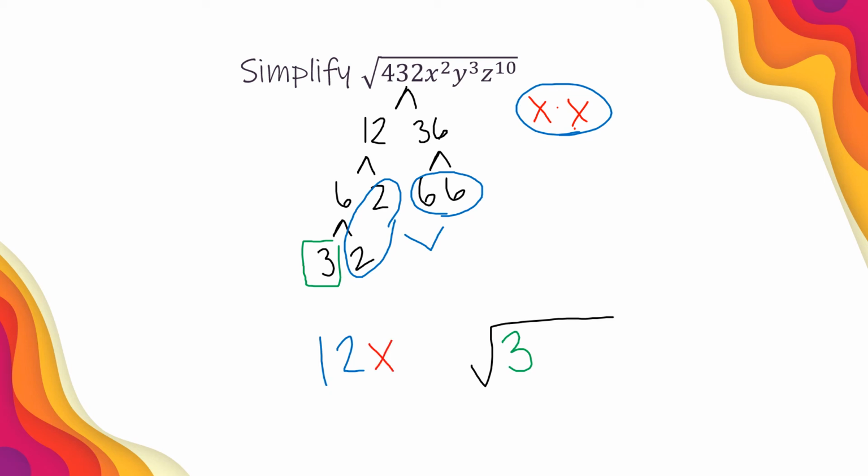Okay, easy enough. So now for y, I have y times y times y because it's y cubed. So if I find my couples, I have one pair of y's. So that's a y that's going to be in front. And then I also have a single y. So that's a y that's going to be inside because couples go out, singles stay in.